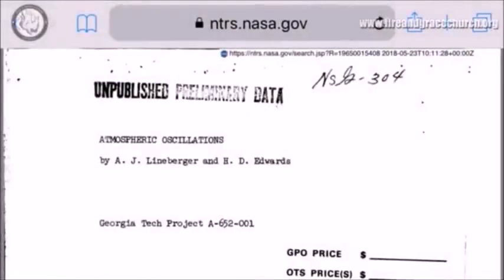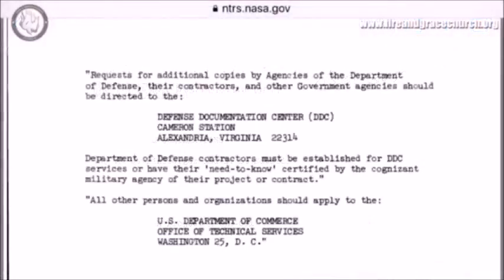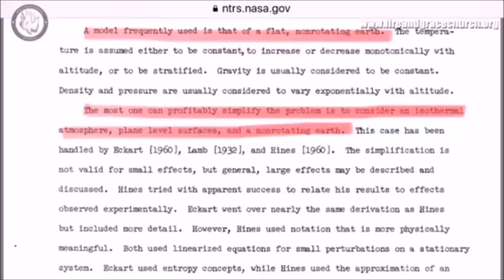Here's another one. Okay, completely different document. Where did it come from? NASA.gov, right? Georgia Tech. Here we go. It says the Department of Defense contractors must be established for DDC services or have their need to know certified by the cognizant military agency. So this was not to be passed around. This was need to know. All right. A model frequently used is that of, everybody say it, flat, unrotating Earth.